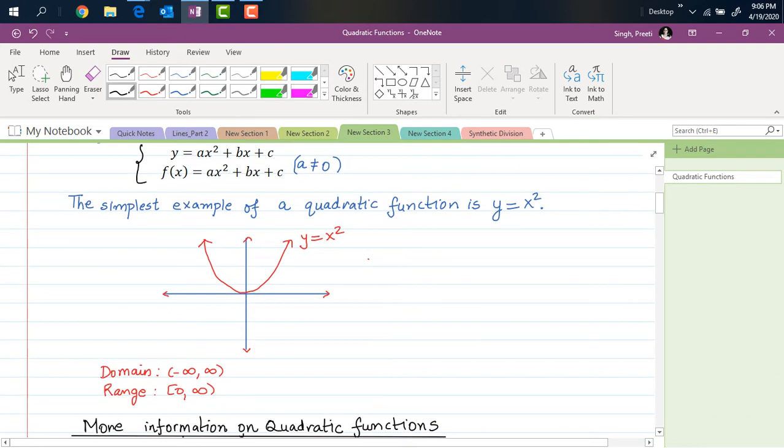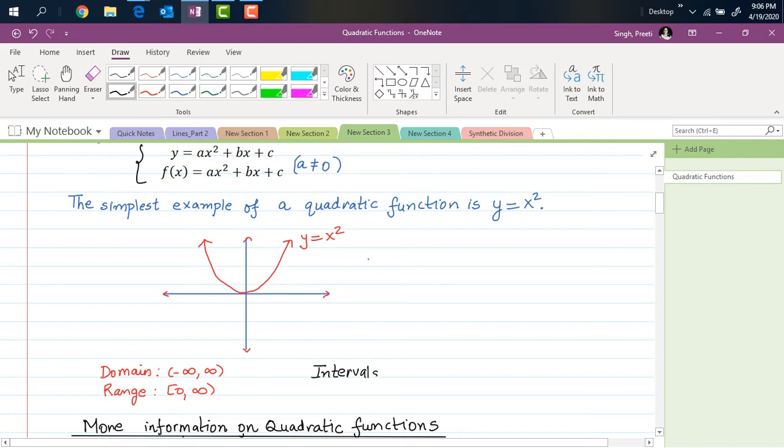The simplest example of a quadratic function is y equals x squared, which is the parabola, right? So that's your y equals x squared. This is a quadratic function. The domain of this function, as we have already discussed, is negative infinity to infinity, and range is 0 to infinity. Now, there's another topic which is the intervals of increasing and decreasing in this one.